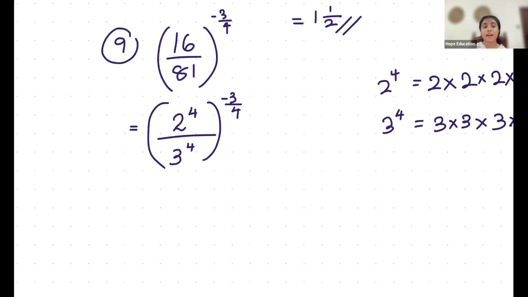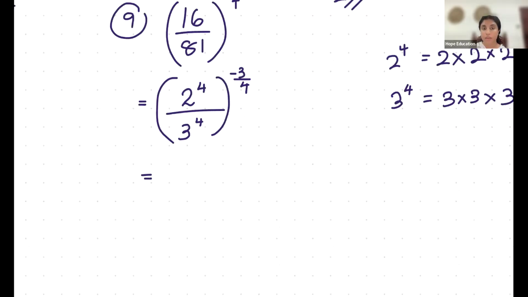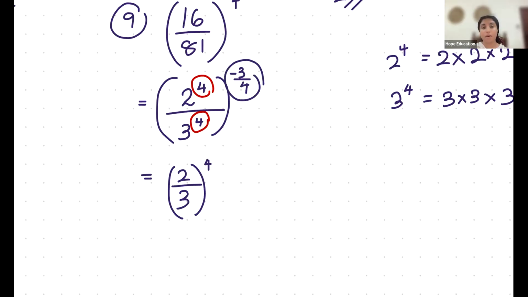Now we can see here that this 4 is common to both. This has power 4 and this also has power 4. Since it is common, I will take it out, keeping 2 over 3 as it is. Since this power 4 is common to both, I will take that power 4 out. There's already another power here, so I put another bracket and put the power minus 3 over 4.